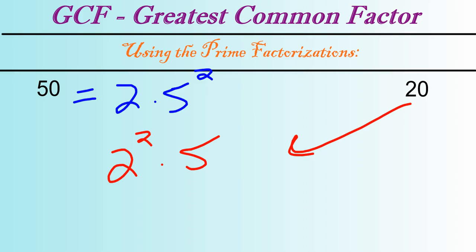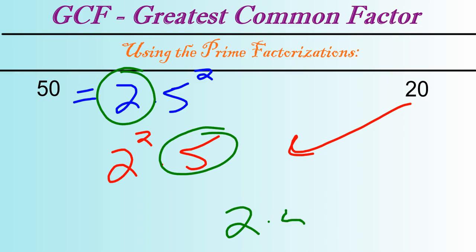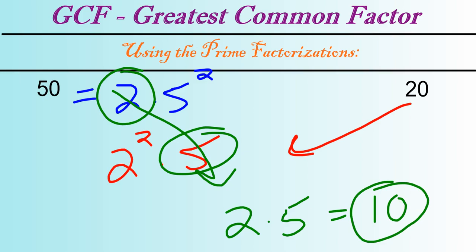So they can only have 1 2 that's the same. Even though 20 has 2, 50 doesn't have 2, and you can't share something you don't have. Similarly, a 5 is common, but only 1 5, because 20 only has 1 of them. And putting those two common primes together, 2 times 5, that gives us the GCF, which is 10.